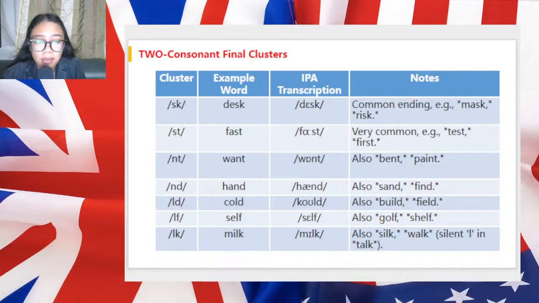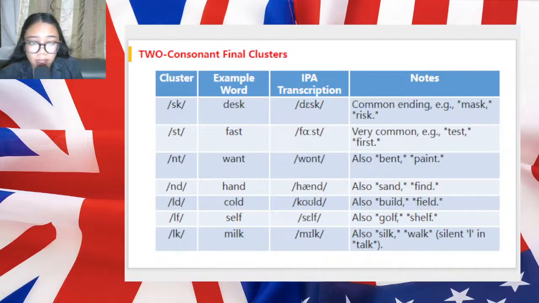So let's try to practice all the words in this particular cluster. We start with cold. Again, cold. Next, build. Again, one more time, build. And lastly, we have paint. Okay, very good. Those are the words for the ND cluster: hand, sand, field. For LD: cold, build, field. Okay, that's that.